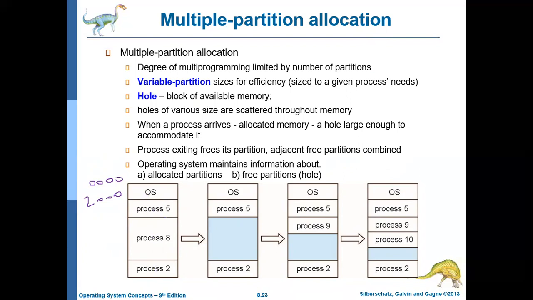At one point of time, say process 8 is completed, then a hole is created. Now process 9 comes, and it is allocated one of the holes, because this hole is sufficient to accommodate process 9. And then process 10 comes, so again it is given a hole. But now if some other process comes, most probably it may not be able to use this space.